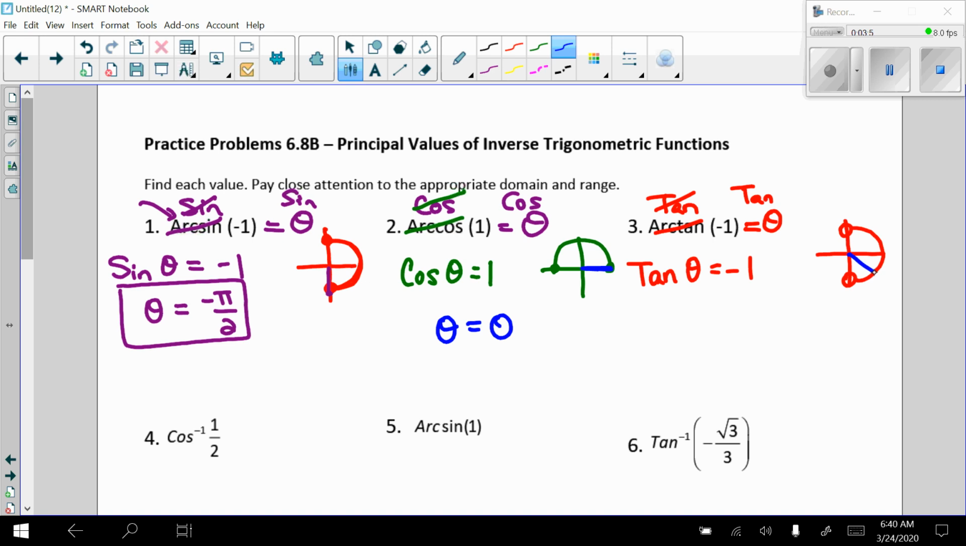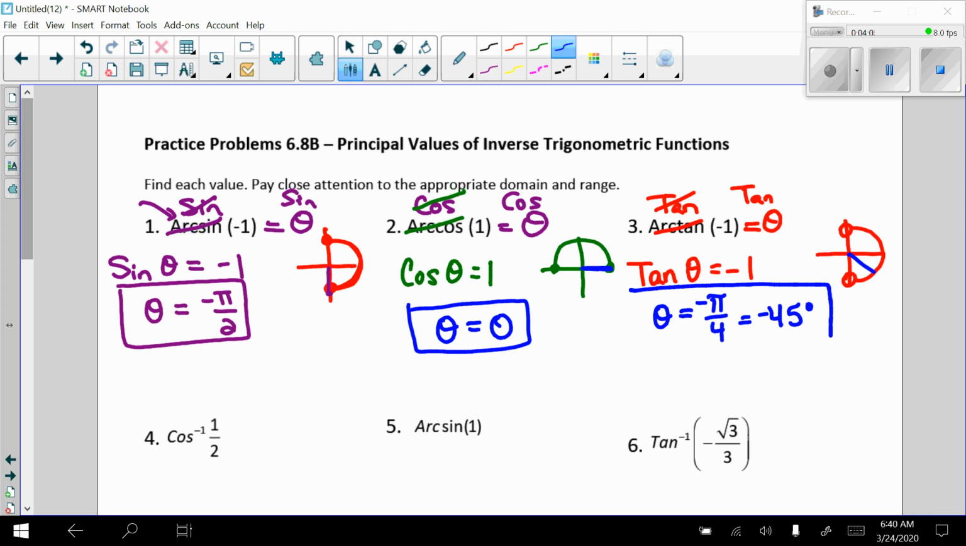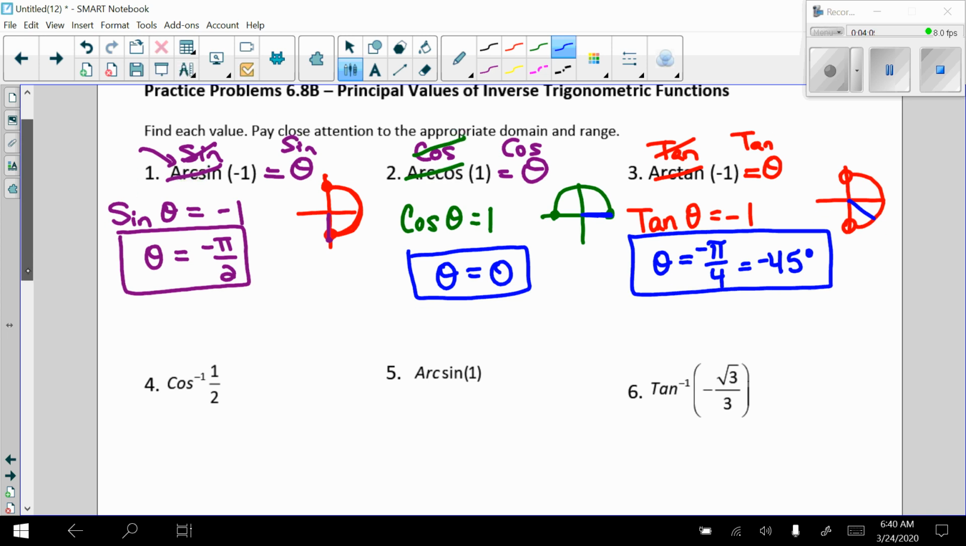Opposite over adjacent equals -1. So that must mean that theta equals -π/4, which, by the way, is -45 degrees, in case you were wanting to practice your conversions from radians to degrees. Okay, so far so good.